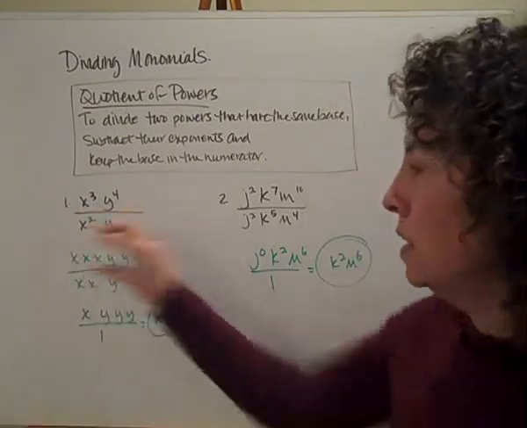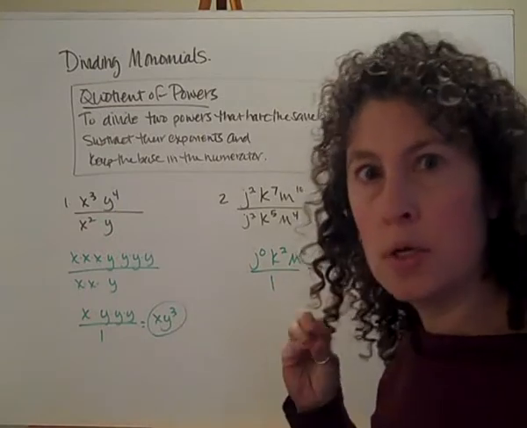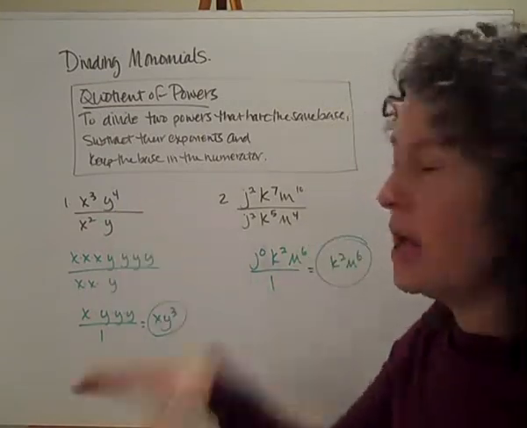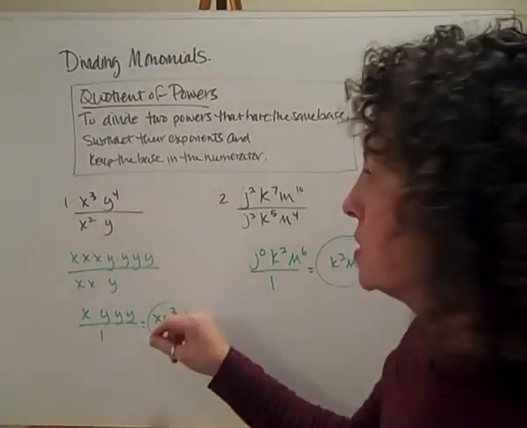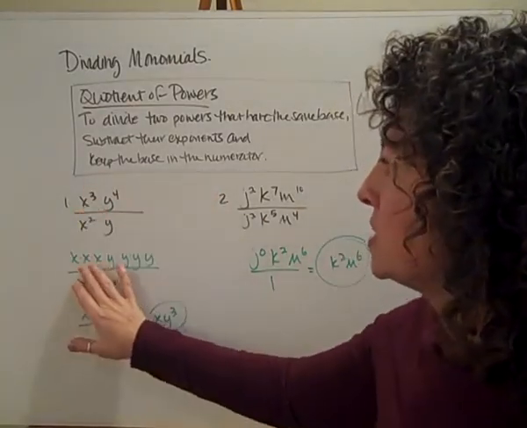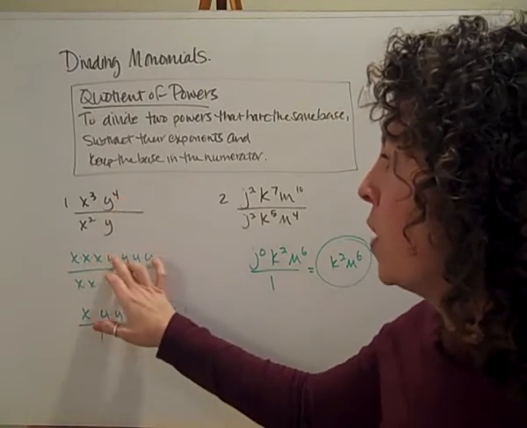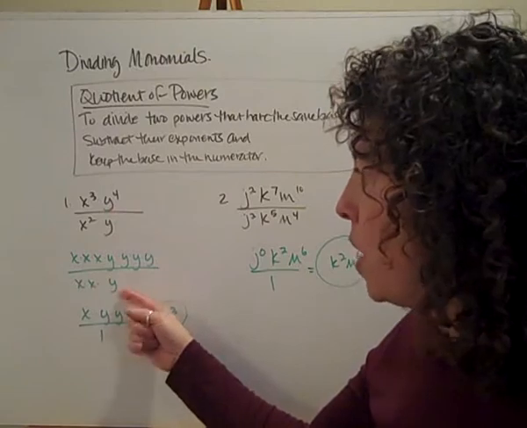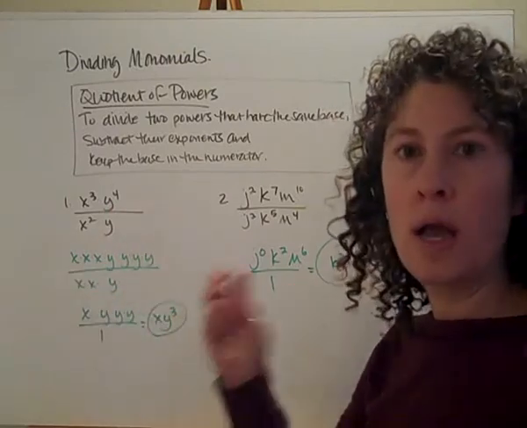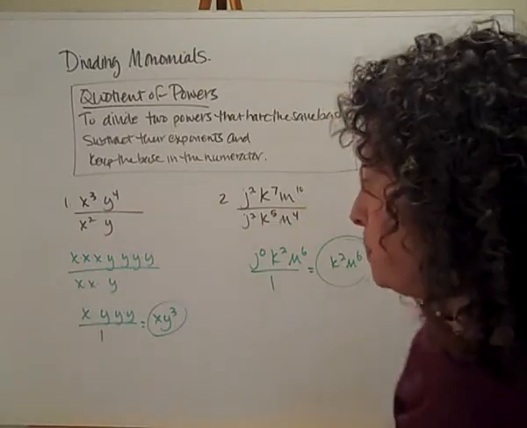So again, I'm going to just do this out the long way so you can see what's happening, but as you get more comfortable with this, do not write them out this way. I just want you to see what it looks like. So this is x cubed, x times x times x, y to the fourth, y times y times y times y, over x squared, x times x, and a y. So this is what it looks like if I wrote it out, kind of blown up, expanded version.